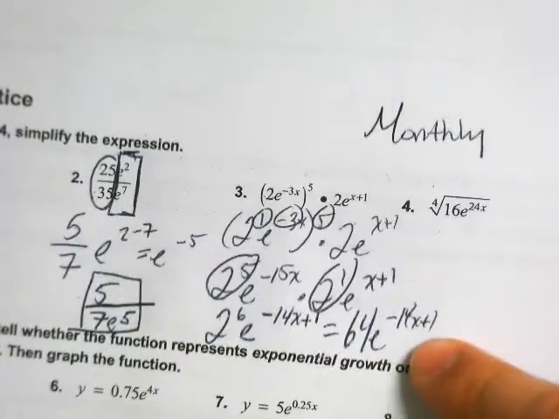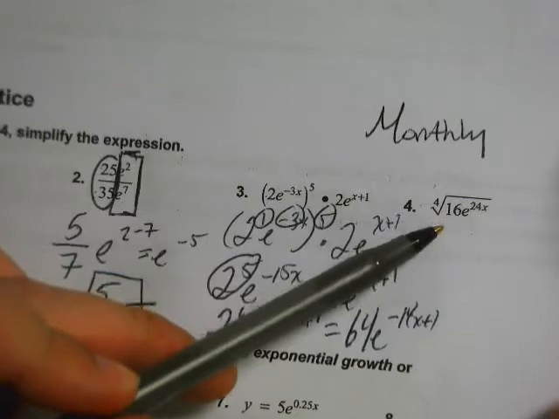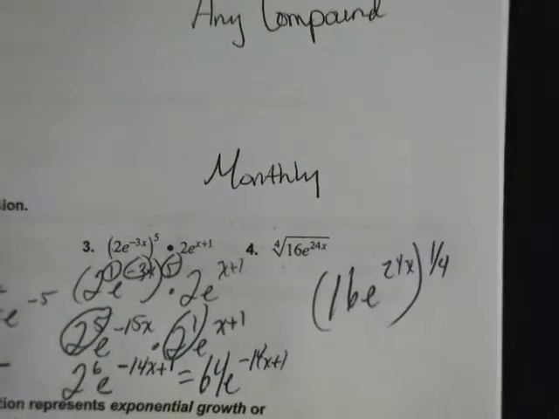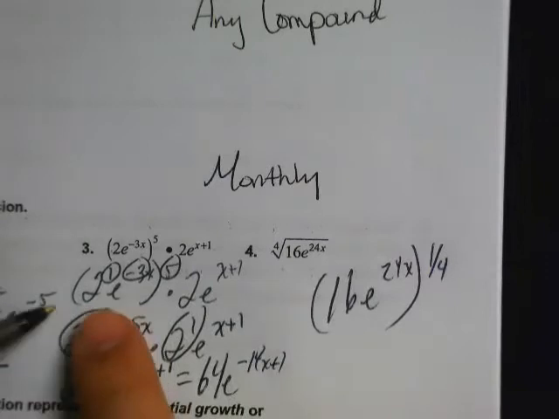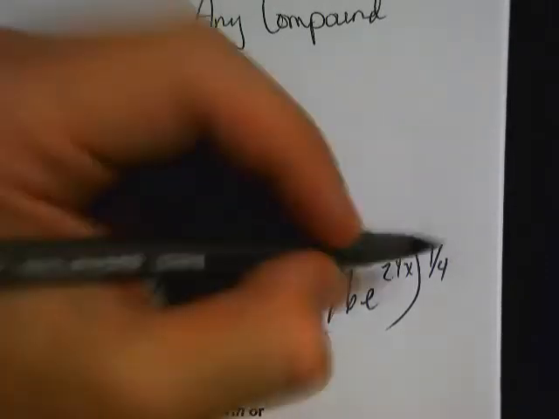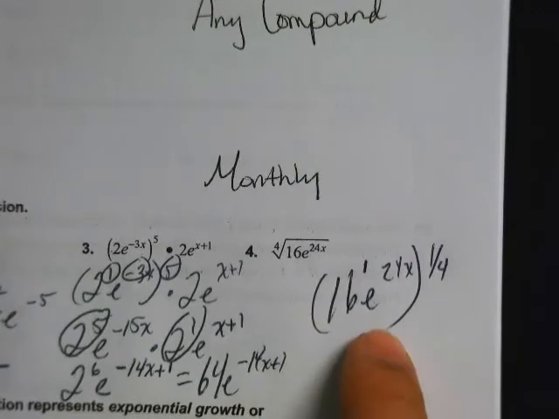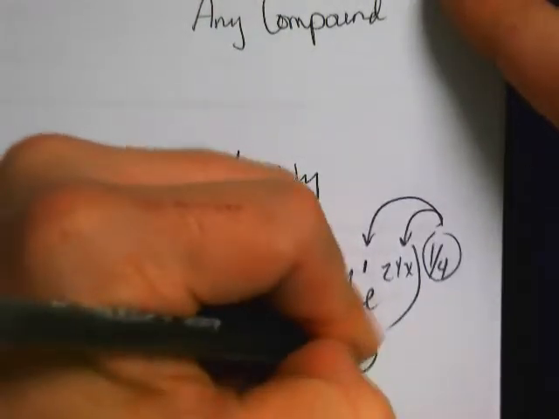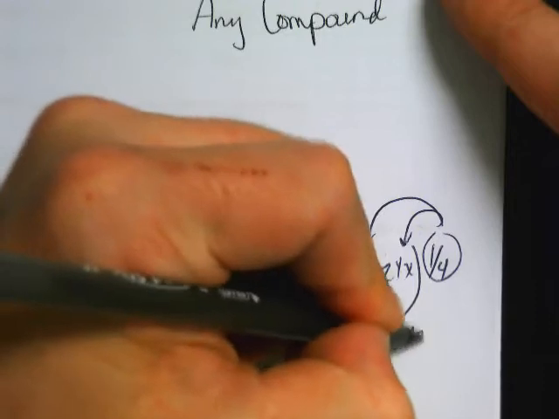Like that. On our very last one, we're going to change the fourth roots into a fractional exponent. So 16e to the 24x raised to the 1/4 power. And just like in the other examples here, we're going to take a power to a power. So this is actually 16 to the power of 1 times e to the power of 24x, which means this will be 16 to the 1/4 power, e to the 24x divided by 4.